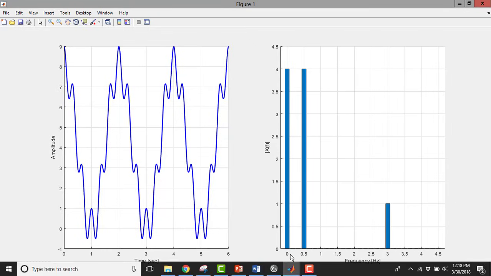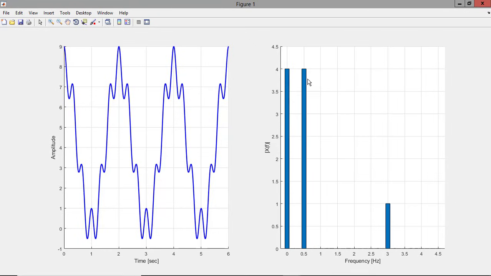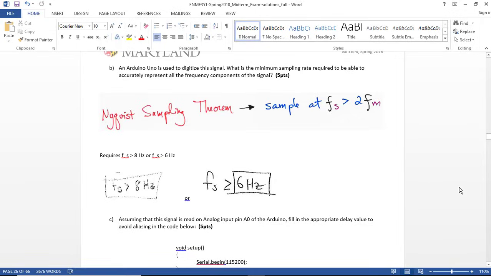So a DC offset of 4, a 1/2 hertz component with an amplitude or magnitude of 4, and a 3 hertz component with a magnitude of 1. So this would be for version 2, question 3, part A. Question 3, part B, this is a Nyquist question. So based on those frequency components that we saw in part A, what is the minimum sampling rate required such that there is no aliasing?